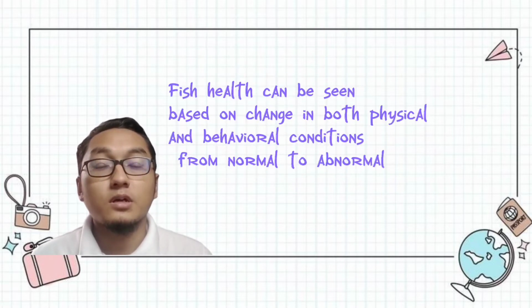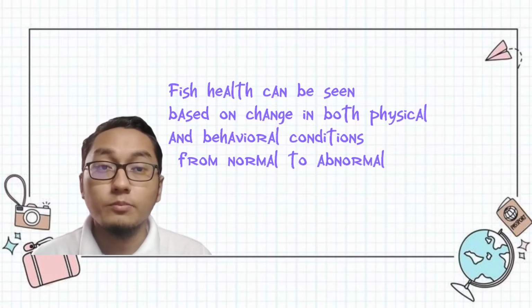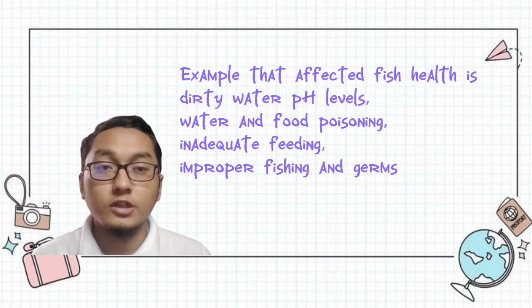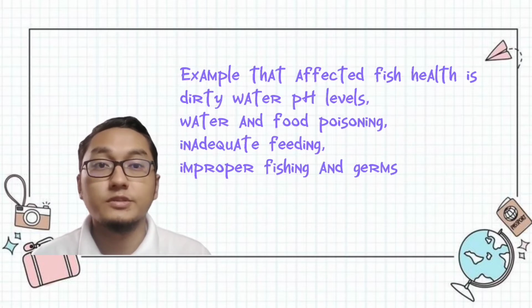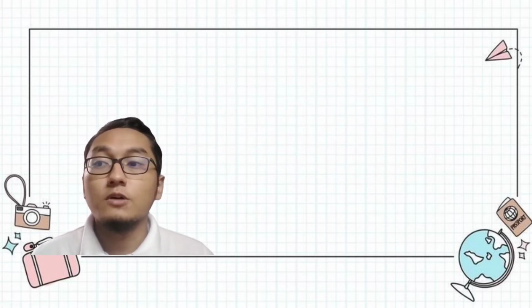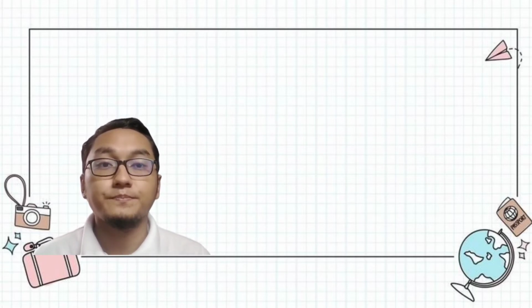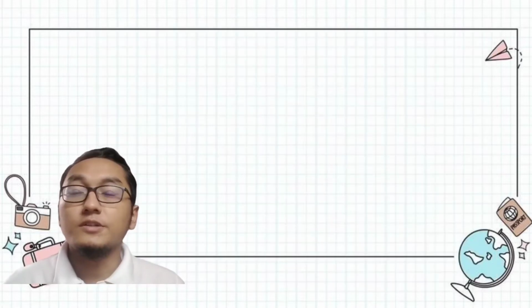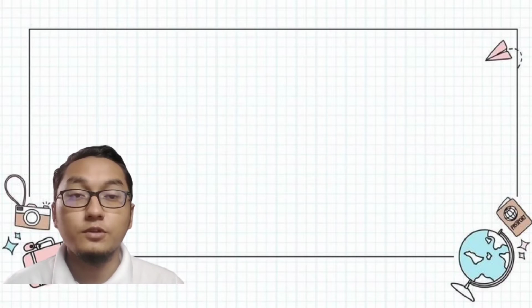Fish health can be seen based on the change in both physical and behavior conditions from normal to abnormal. Examples that affect fish health are dirty water, pH levels, water and food poisoning, inadequate feeding, improper fishing, and germs. The phenomena of fish disease can be explained by the difference between healthy fish and sick fish.